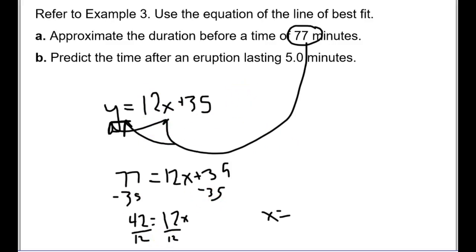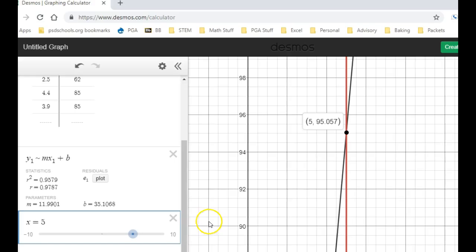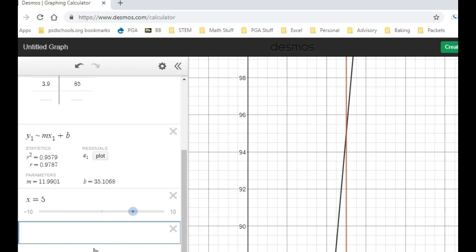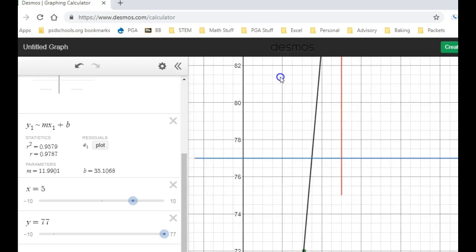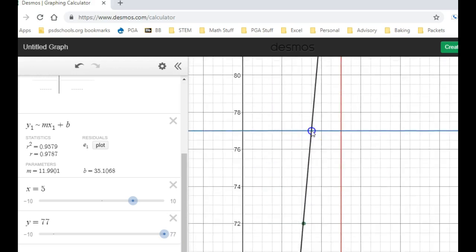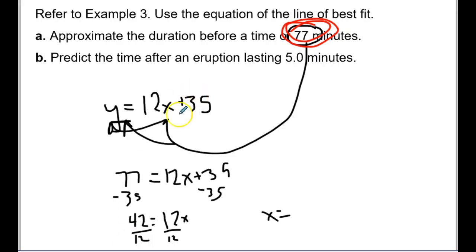Let me show you this other cool thing that we can use Desmos for too. Since I know that this 77 minutes was my y value, I could have also used Desmos here. So let's do that. I say y equals 77. Again, my graph is plotted and it's blue, and I know it's going to be down a little bit. Again, I can click where my graphs intersect, and I see that when y is 77, my x is approximately 3.5. So I can solve it algebraically by plugging them in, or I can solve it graphically using Desmos.